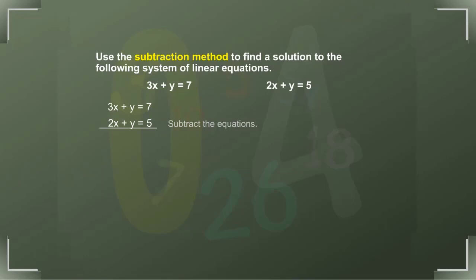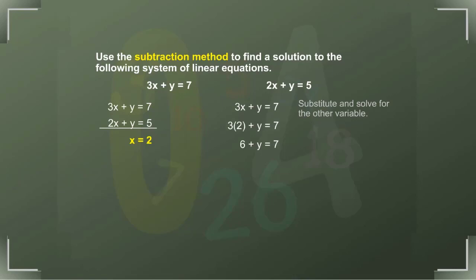Use the subtraction method to find a solution to the following system of linear equations. Subtract the equations to get x equals 2. Substitute and solve for the other variable to get y equals 1. The solution to the system is 2 and 1.